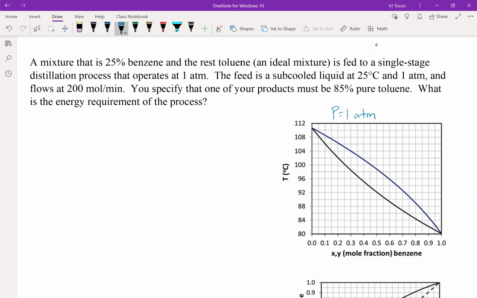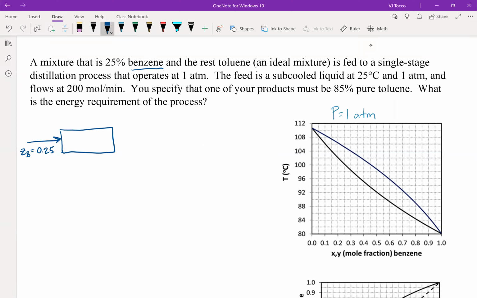So I'm going to start by drawing a process flow diagram, and then we'll do the material balances first, and then finally the energy balances. So we've got a mixture that is 25% benzene and the rest toluene. Once again, I'm just going to keep track of the more volatile component. I happen to know that benzene is more volatile.